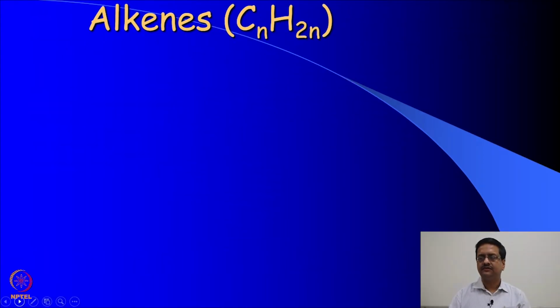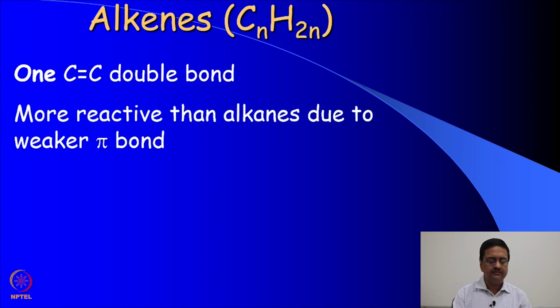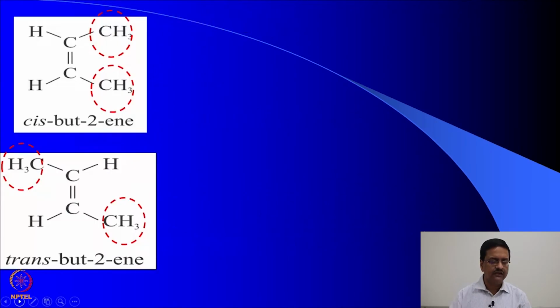Now, let us move to the next set of molecules, which are the alkenes, where you know that there is unsaturation. So, there will be a C=C double bond, and they are more reactive than alkanes due to the weaker pi bond. They are called unsaturated hydrocarbons and do not contain the maximum number of hydrogens that are possible for a given number of carbon atoms in a hydrocarbon.